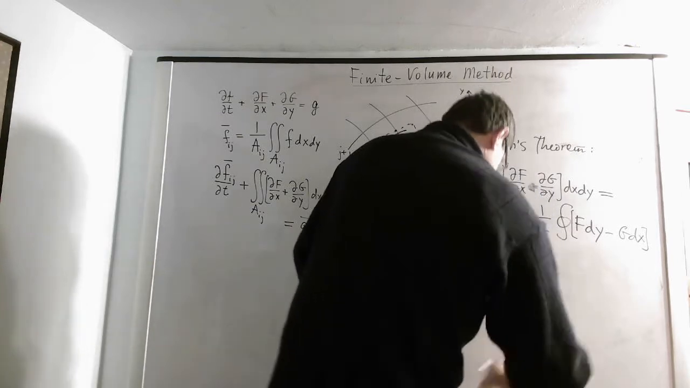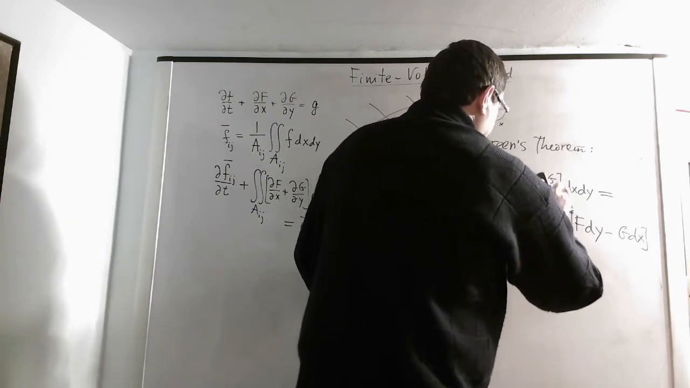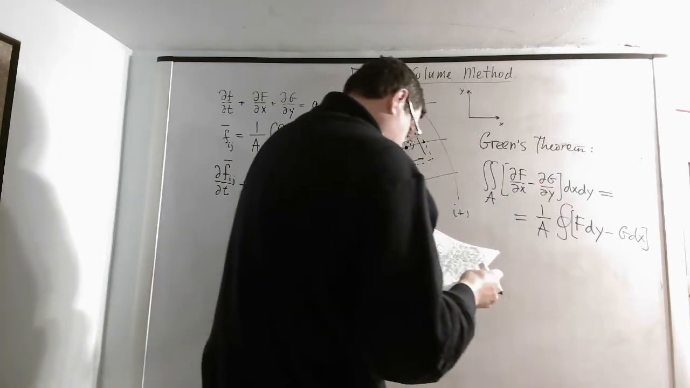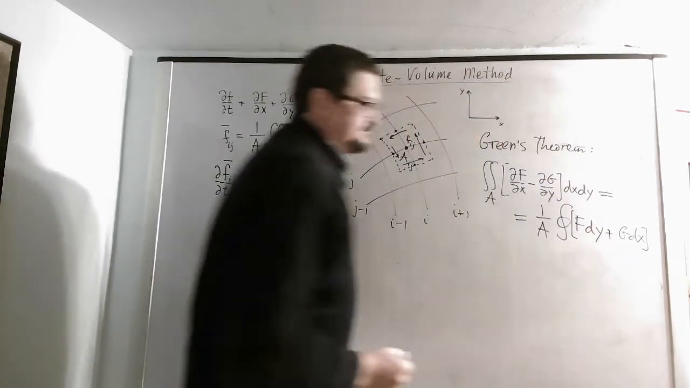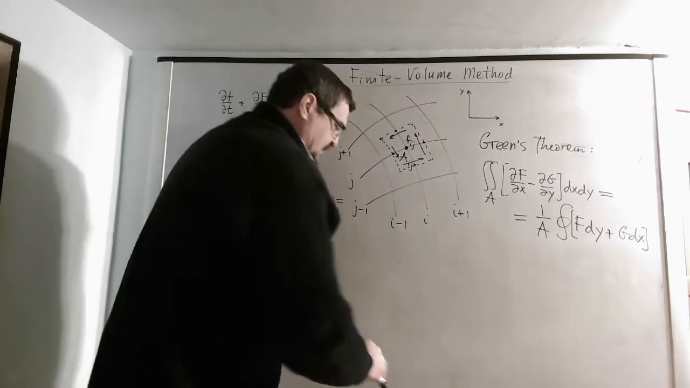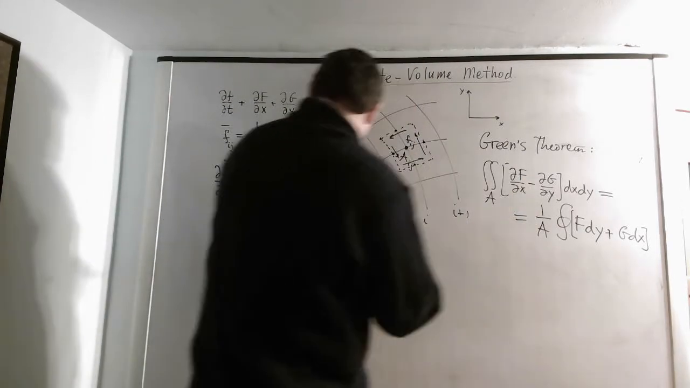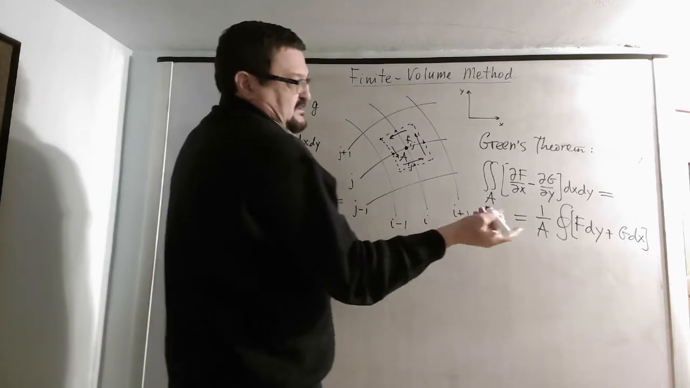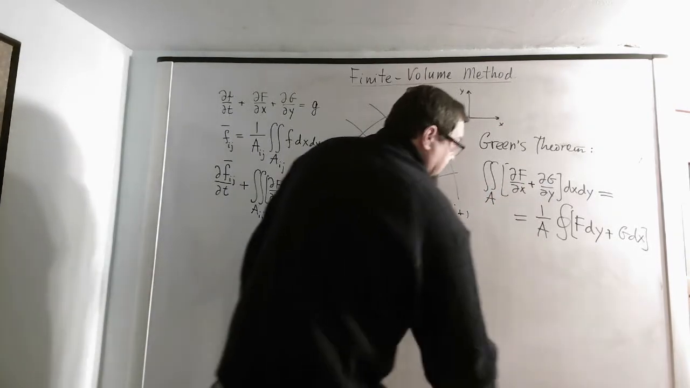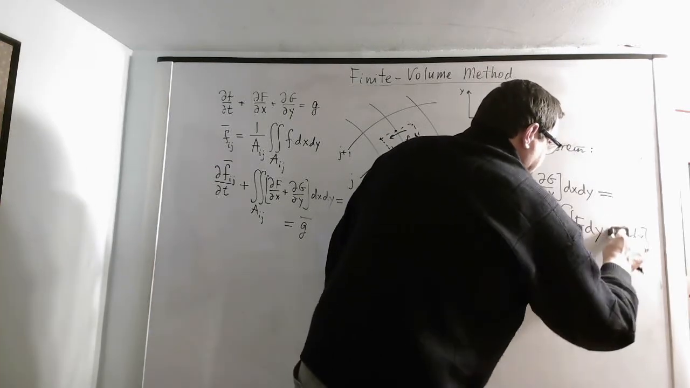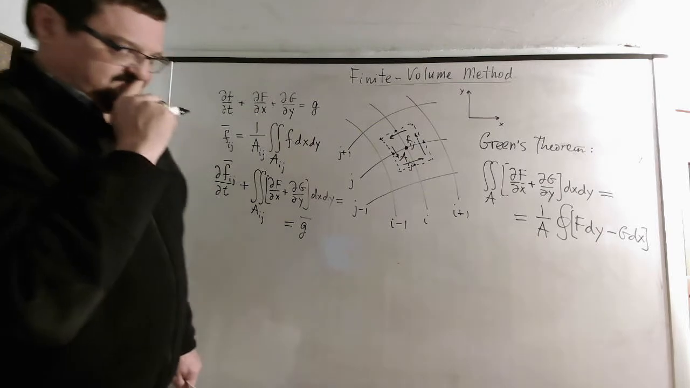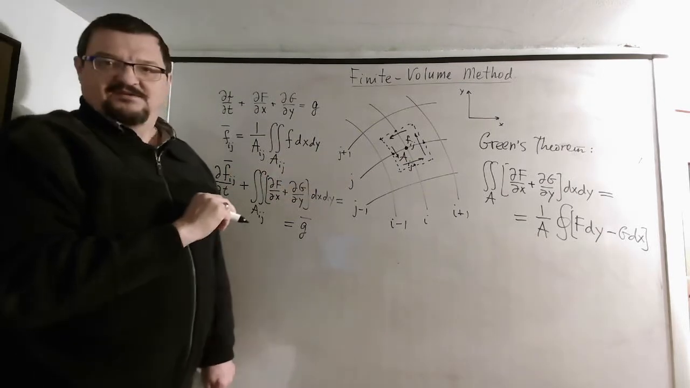Green's theorem. It's minus, and here it's plus. This is Green's theorem, so it should be plus here. So now we just can define g equals minus g, it doesn't matter. So we just change this sign here, and we need to change the sign here. So this is our Green's theorem.